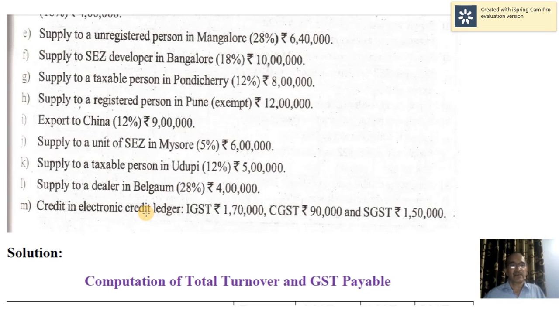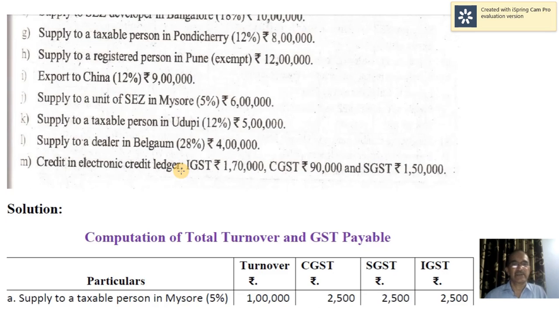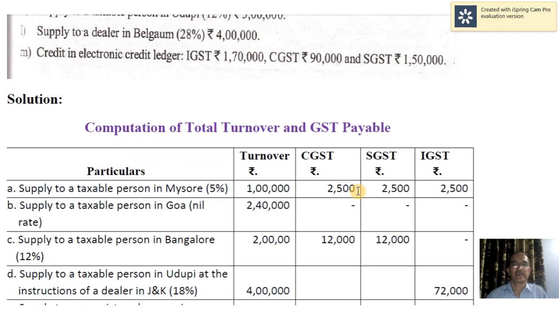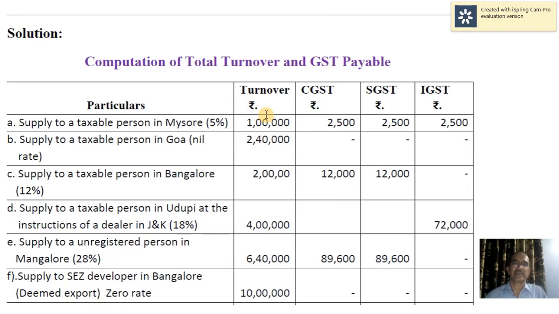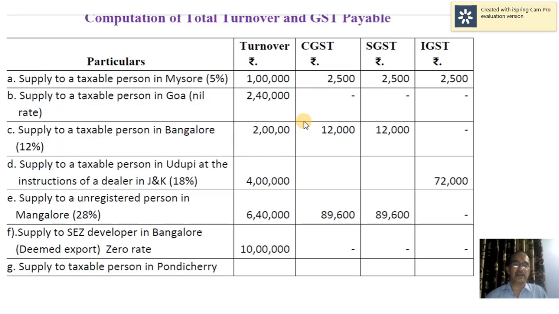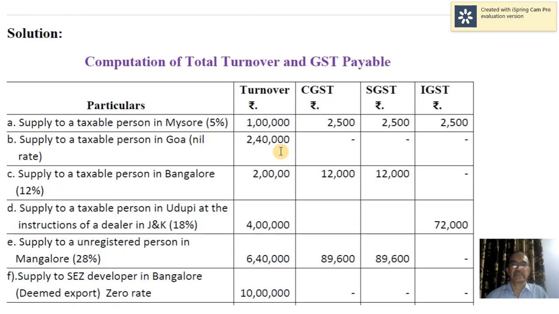Now input tax credit you need not calculate here, it's already given. Credit in electronic credit ledger, that is IGST 1,70,000, CGST 90,000 and SGST 1,50,000. Now let us calculate the output tax and then deduct input tax, and then you are calculating the net tax payable. Supply to a taxable person in Mysore.